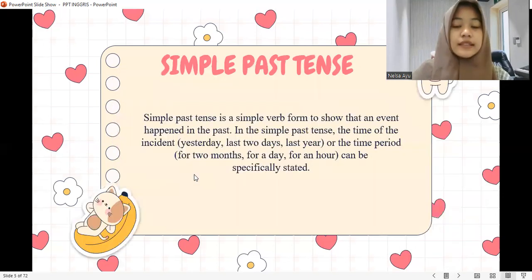And next, for the simple past tense. Simple past tense, it is a simple verb form to show that an event happened in the past. In the simple past tense, the time of the incident, yesterday, last 2 days, last year, or the time period for the month, for a day, for an hour, can be specially stated.